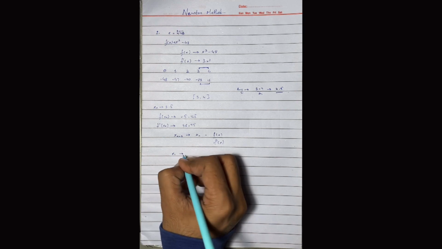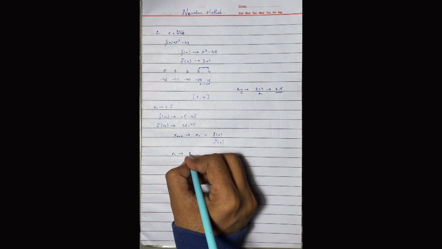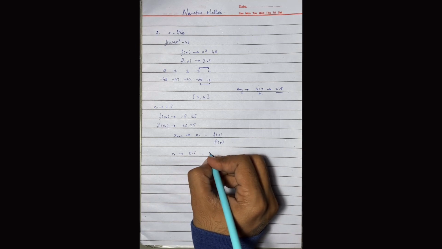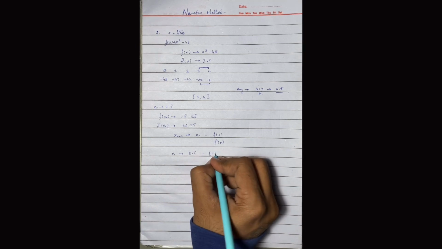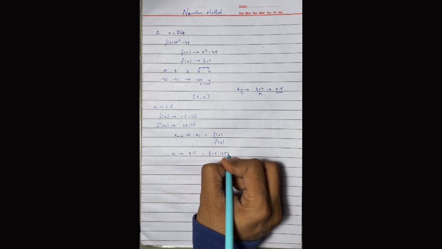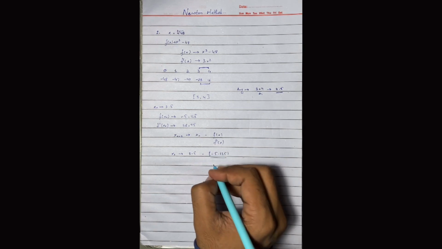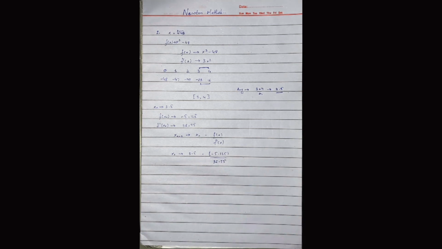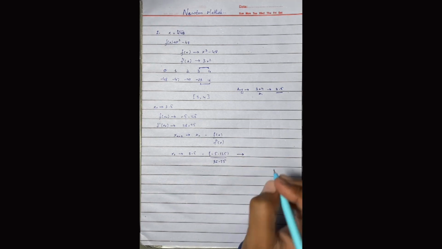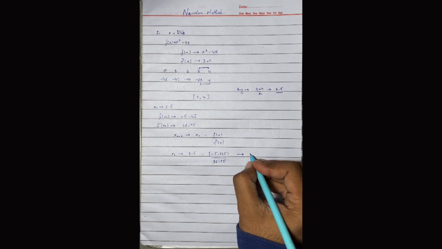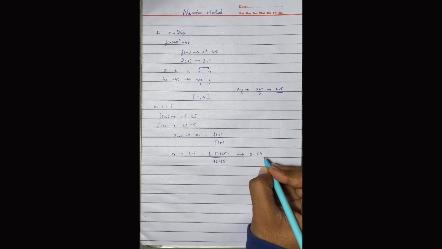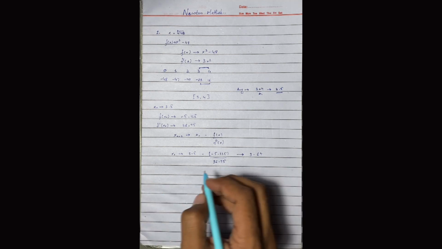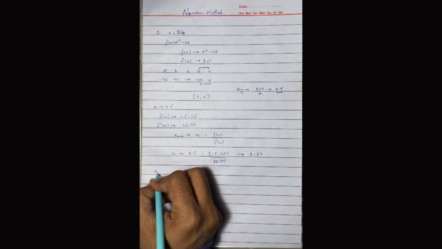Let's put these values into the formula. x1 will be equal to 3.5, which is x naught, minus f of x naught, which is minus 5.125, divided by the derivative of f at x naught, which is 36.75. Now solve this on the calculator. It will be 3.64, rounded off approximately. So now we have got x1.